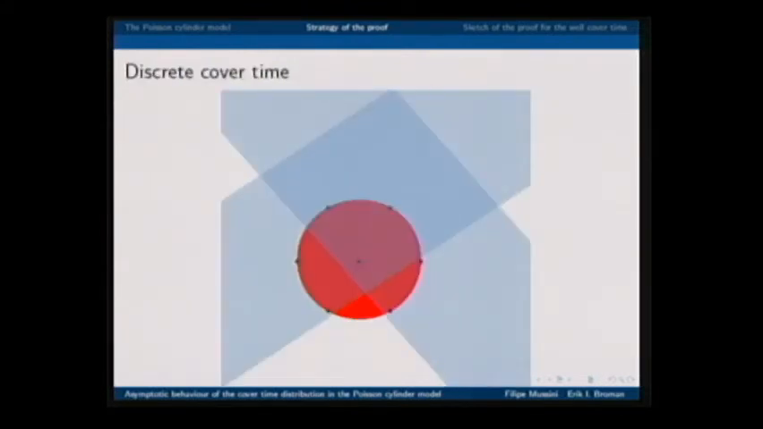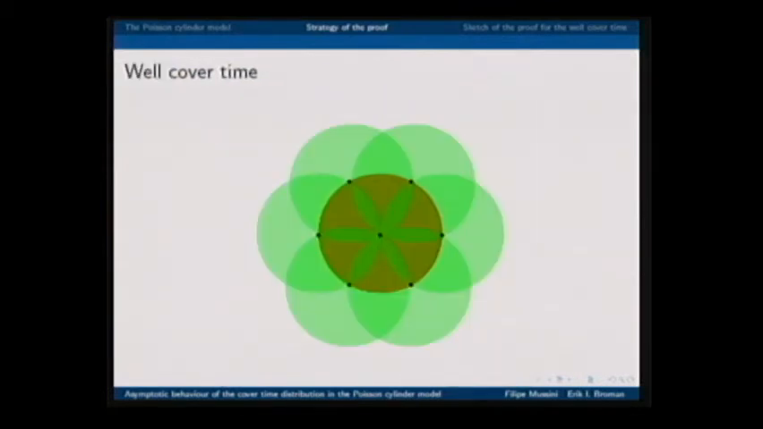Then the discrete cover time is the minimum time that is needed to cover just this A rho set. So we won't cover all the points. And then, as you can see, it's much easier to cover these points than to cover the whole set. So we have the inequality in the correct direction. For the well cover time, it's a little bit complicated, but hopefully the beautiful pictures that I made earlier will help you understand it.